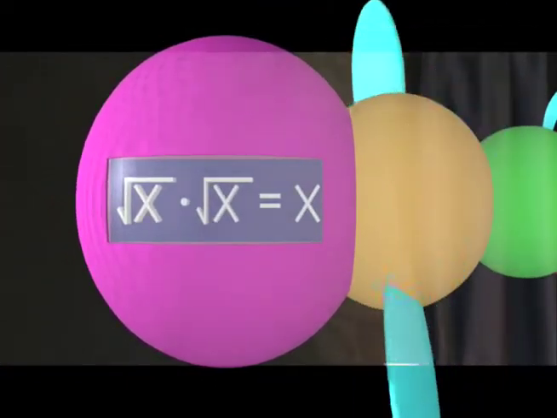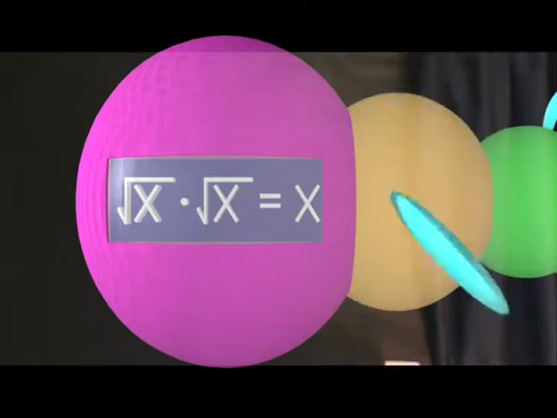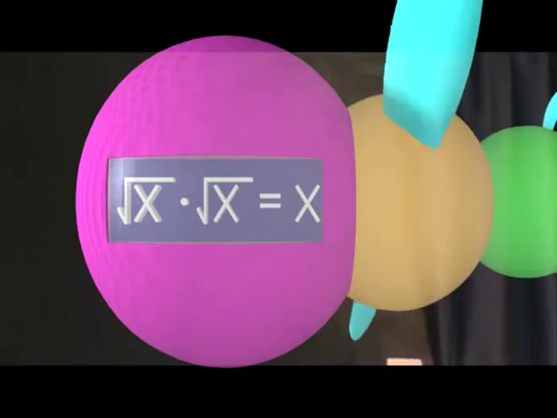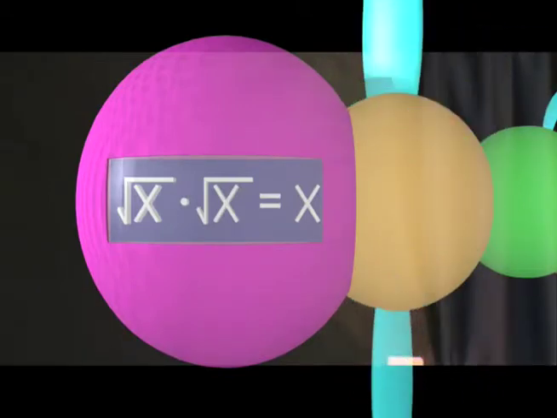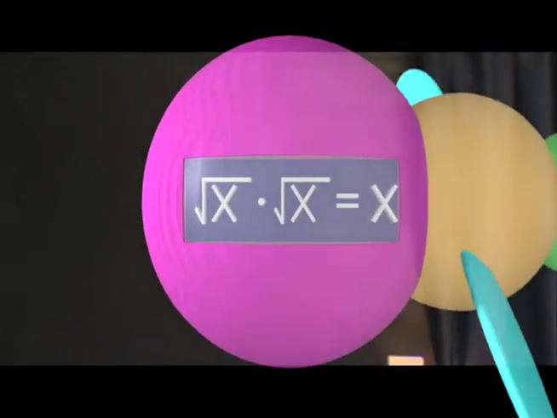He wants to remind us that if you take the square root of x times the square root of x, you just get x. Notice you have the same variable under each one of those radicals. We can use that idea.